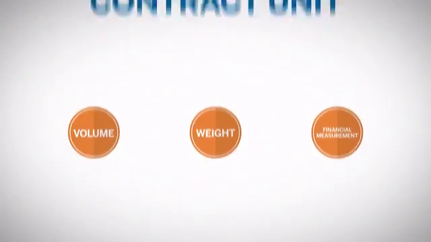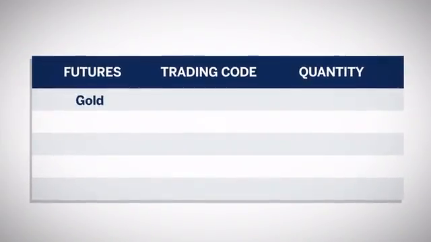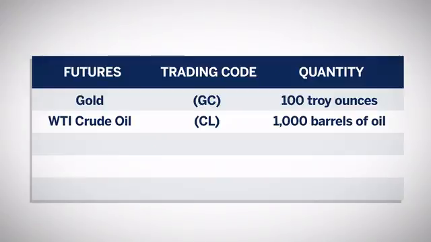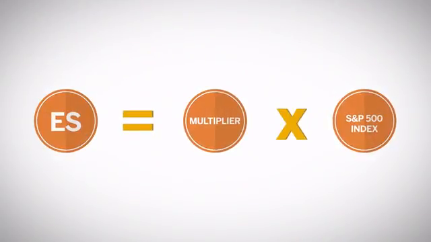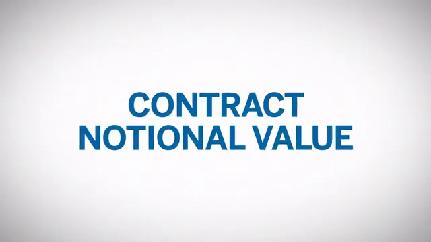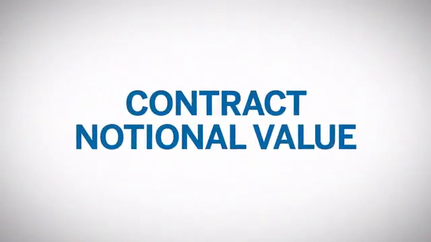product or market. For example, a single COMEX gold contract unit, trading code GC, is 100 troy ounces, which is measured by weight. A NYMEX WTI crude oil contract unit, trading code CL, is 1,000 barrels of oil measured by volume. The E-mini S&P 500 contract unit, trading code ES, is a financial calculation based on a fixed multiplier times the S&P 500 index. Contract notional value, also known as contract value, is the financial expression of the contract unit and the current futures contract price.